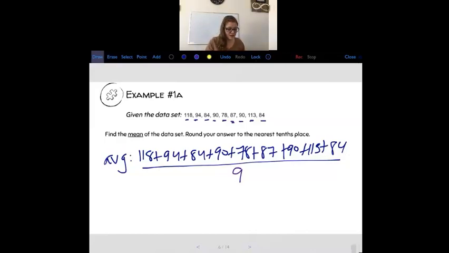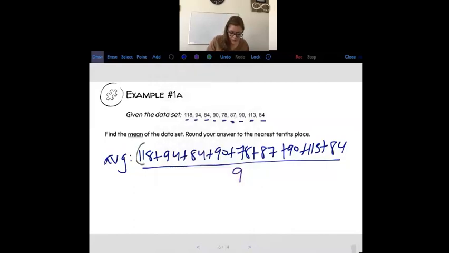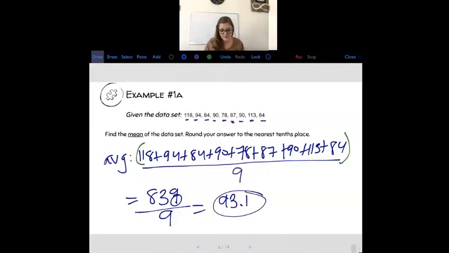Okay, so if you want to plug this into your calculator all at once, you would need to put parentheses around the entire numerator and then divide by the denominator. So for this problem, we would get 838 divided by 9, and then rounded to the nearest tenths place. Our average of this data set would be 93.1.